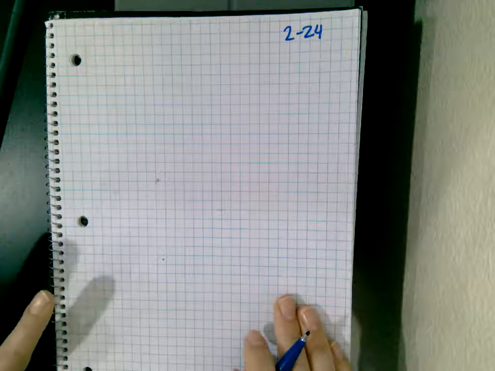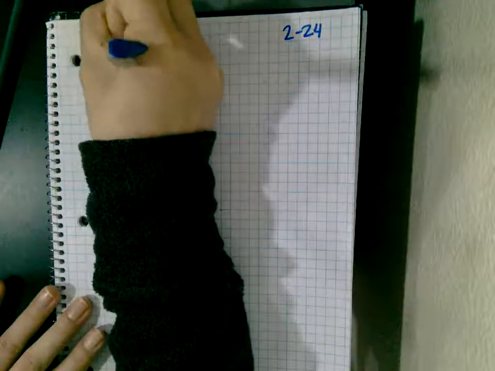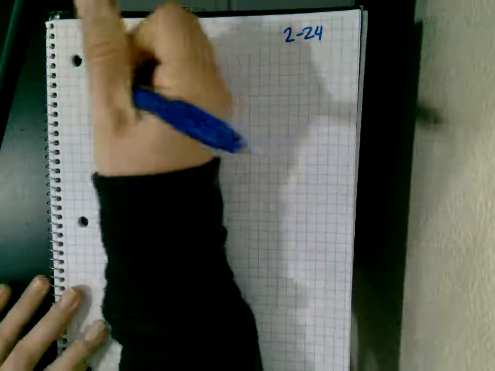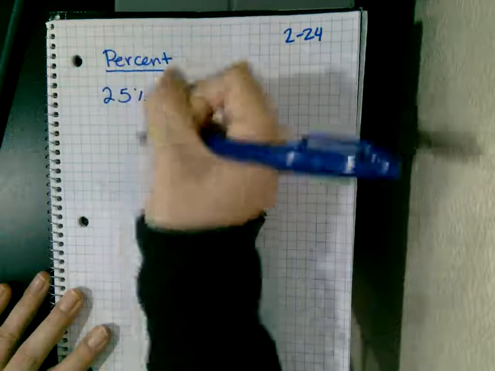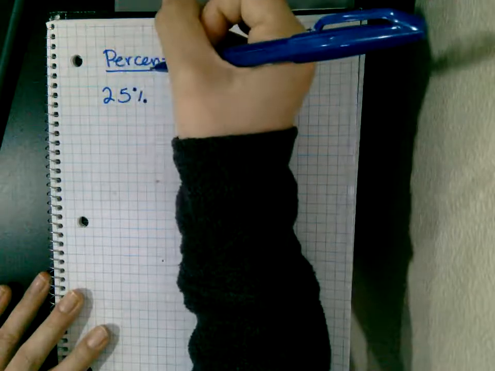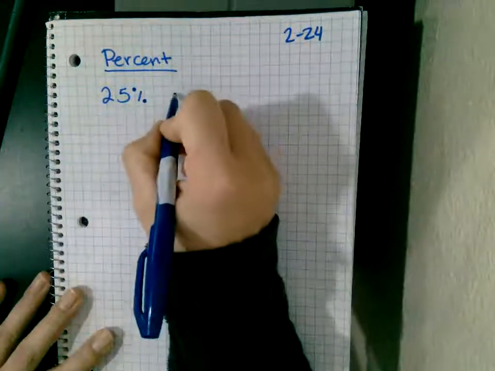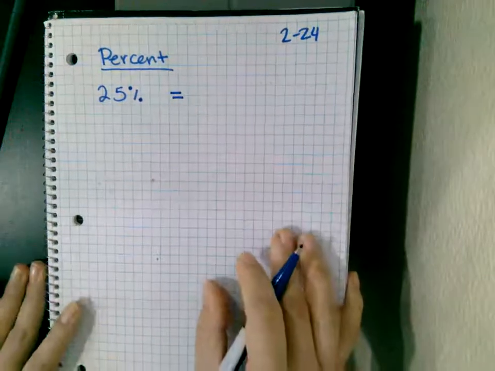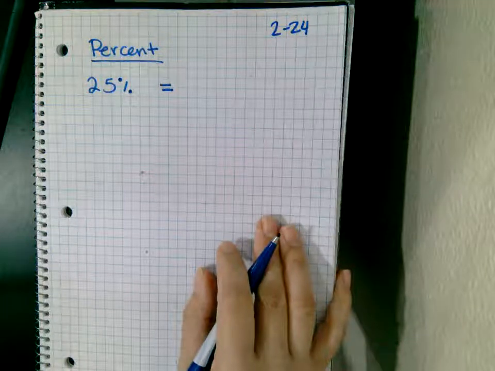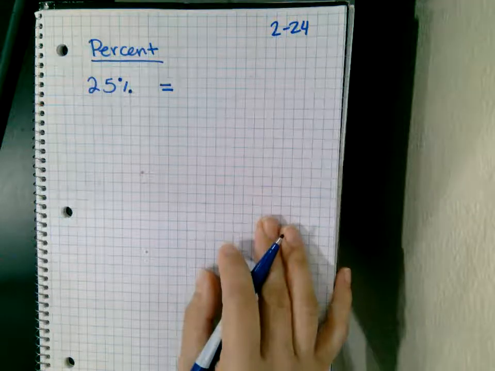All right. So the first thing we're going to talk about is a percent. Okay, so a percent is written like 25%, right? But does anybody remember, because I think I showed you this at the beginning of the school year, how do you write 25% as a decimal?